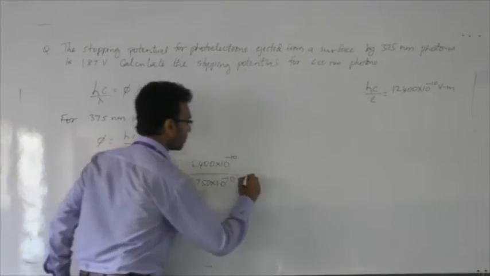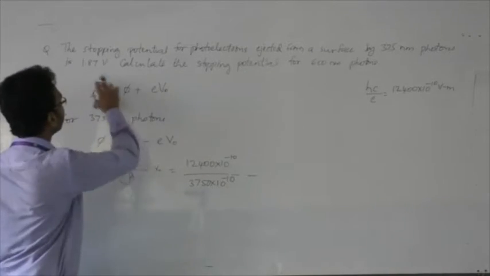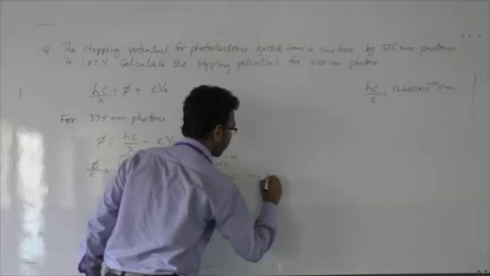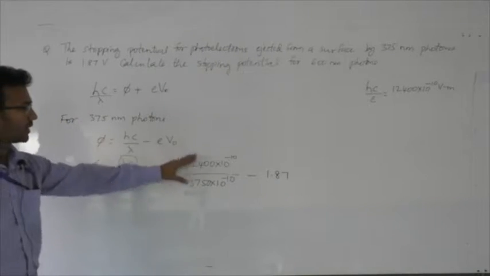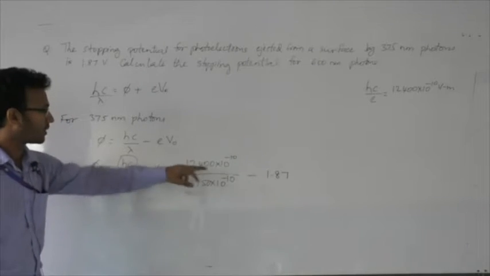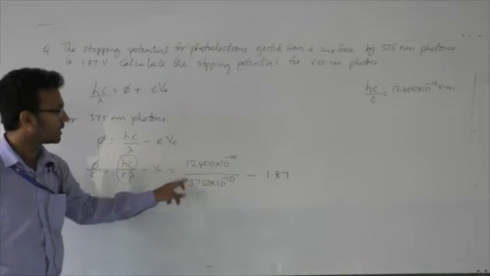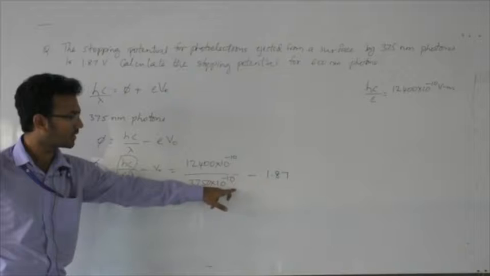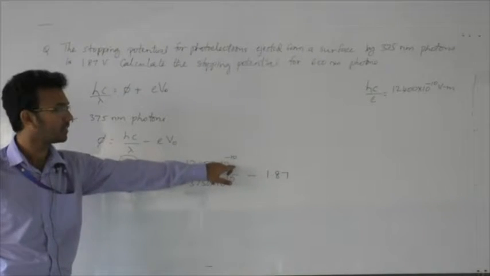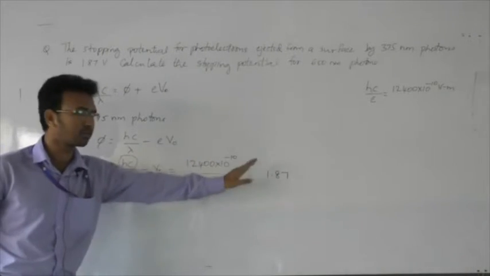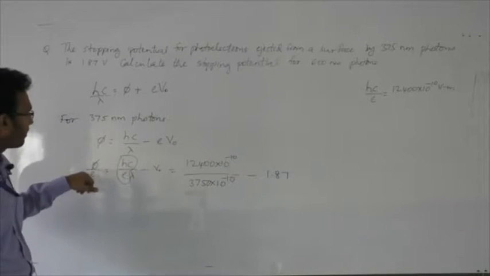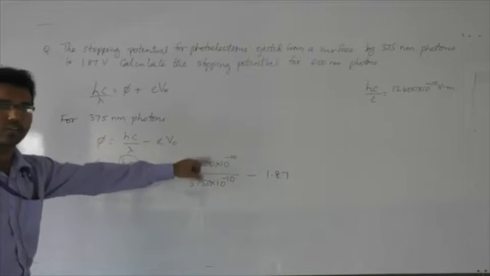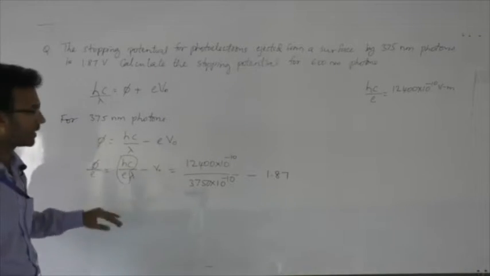Minus V naught. What is V naught? It's 1.87. Now this term will be in volts because this is in volts, this is also in volts. This is in volt meter, this is in meter, meter cancels, then this term is volts, this term is volts. So dimensionally they are correct. So once we get this phi by e in volts, then phi, the value that we get multiplied by e, will be in electron volts.